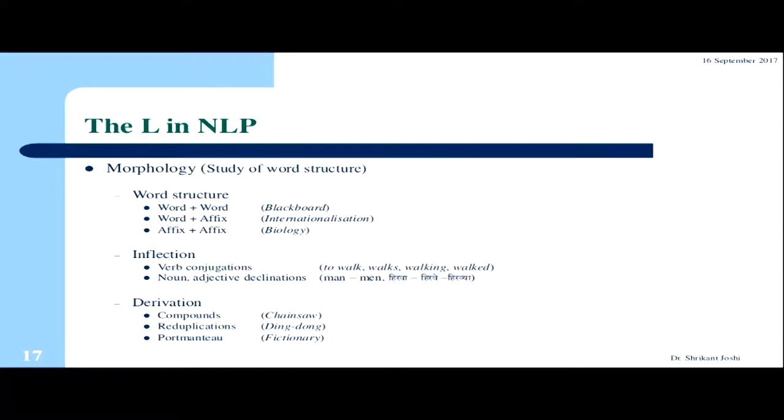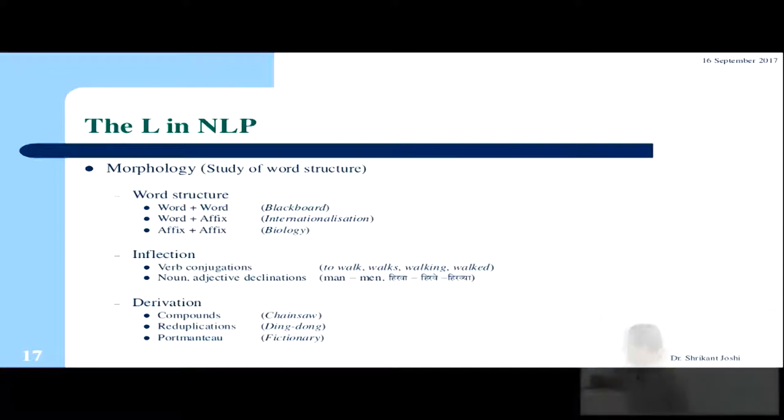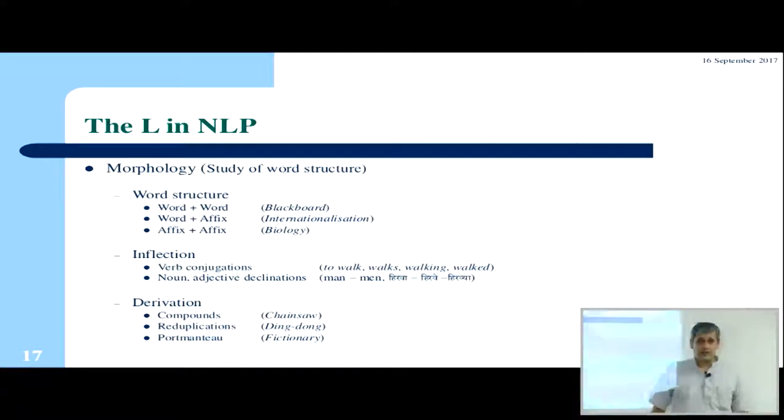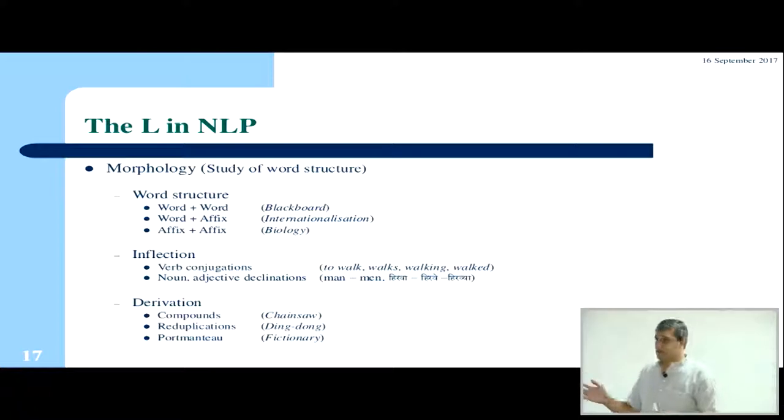And then there's this phenomenon called inflection in language, which covers the verb conjugations. So you have tenses, present tense, past tense, future tense, first person, second person, third person, singular, plural, etc. You had all these conjugations, right? Walk, to walk, I walk, you walk, he walks, etc. That's the present tense. Then you have the present continuous, walking, or the gerund form. Then walked, the past tense, etc. So all this is called inflection.